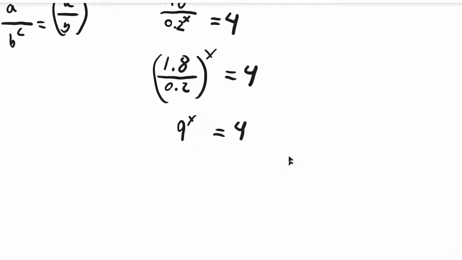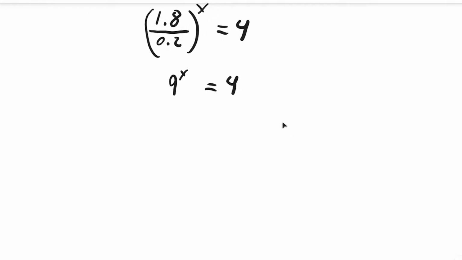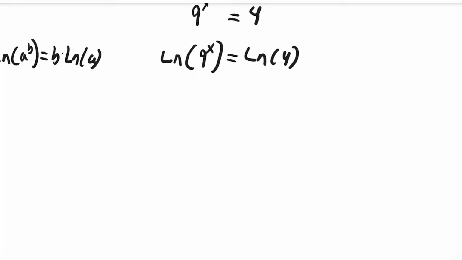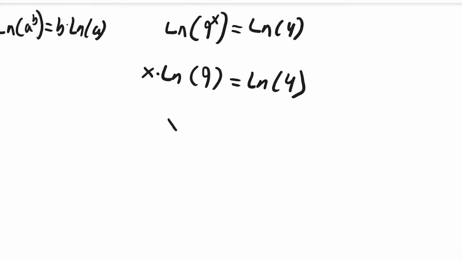Now to get this x down, we need to take the logarithm on both sides, and I'll use the natural logarithm. We can use any logarithm, but I'll use the natural one: ln 9 to the x equals ln 4. Now we can use a logarithm rule, and we know that ln a to the b equals b times ln a. So this is the same as x times ln 9 equals ln 4. And to isolate x, we can now say x equals ln 4 divided by ln 9.